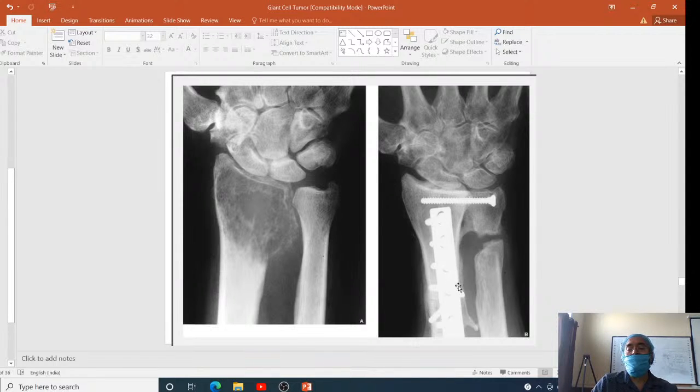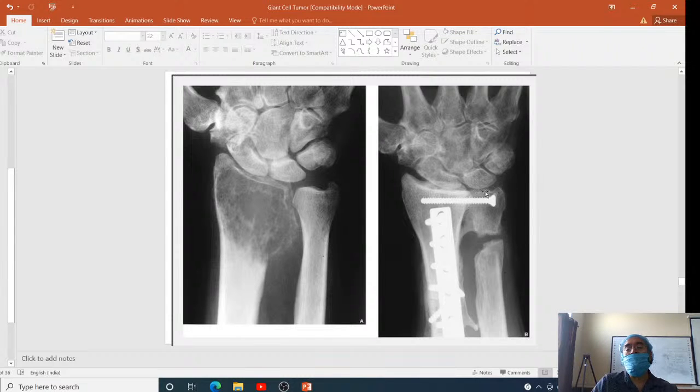So this is the plate which connects. This is the graft. This is the fibular graft, upper end of the fibula, and this is the original radius. We fix that, and we osteotomize the ulna to gain the height.